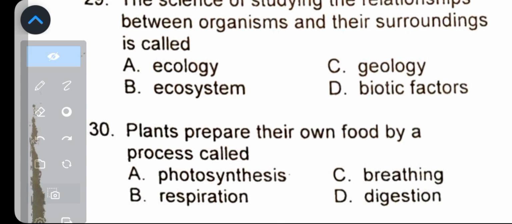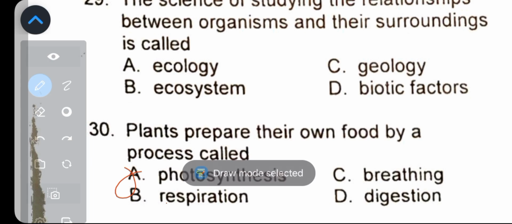Question 30. Plants prepare their own food by a process called A. Photosynthesis, B. Respiration, C. Breathing, D. Digestion. And the answer we all know is photosynthesis. That's how plants make their own food.